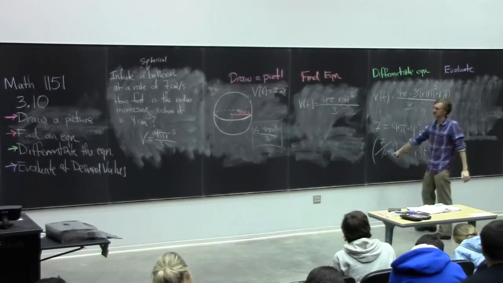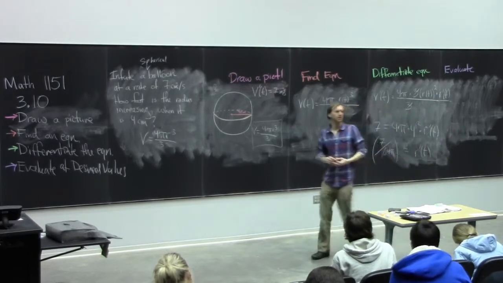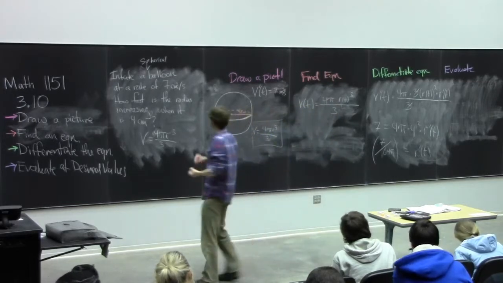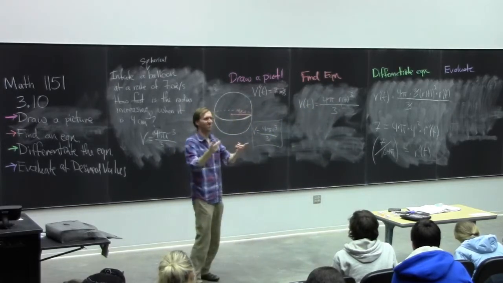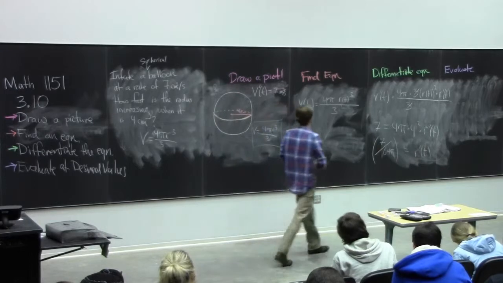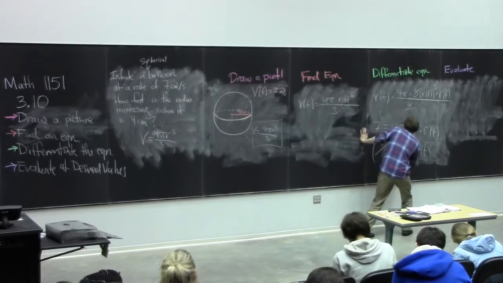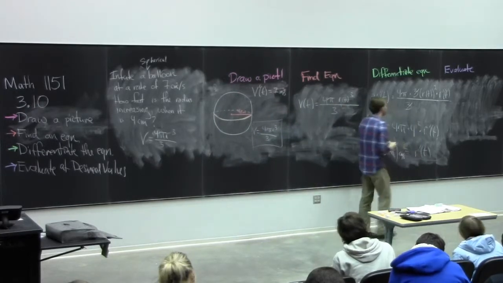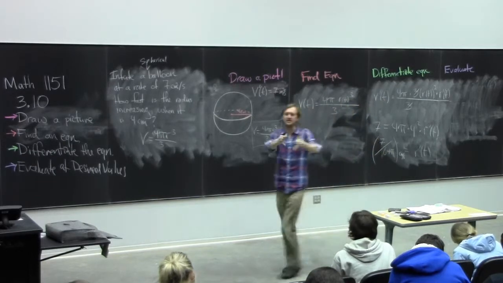What are the units on this thing here? Centimeters per second. It's a rate. That's how the radius is changing.